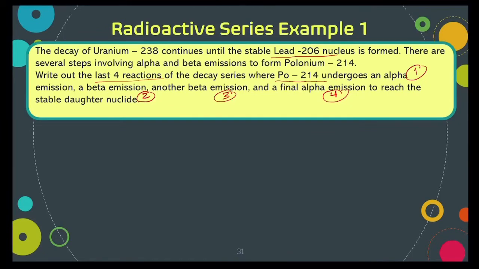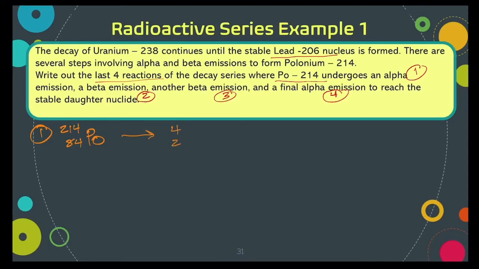Let's start with polonium-214. So our first reaction is polonium. Its mass number is 214. So you want to make sure you have your periodic table handy so you can look up the atomic numbers for each of these elements. Polonium's atomic number is 84. And the first equation has us undergoing an alpha emission. So we're going to draw an arrow. The alpha particle is 4, 2.